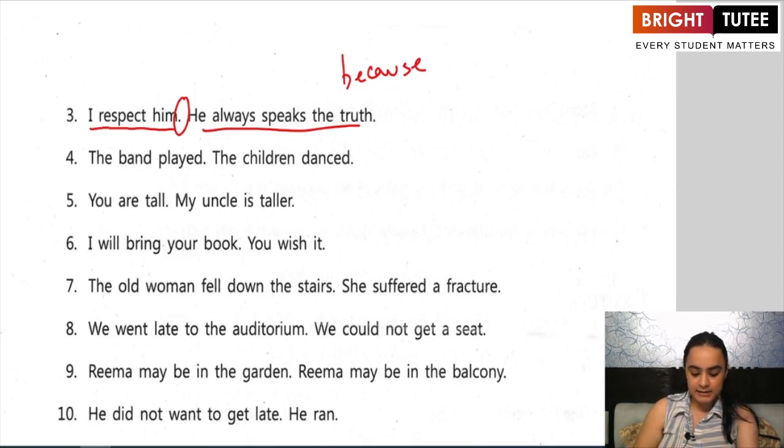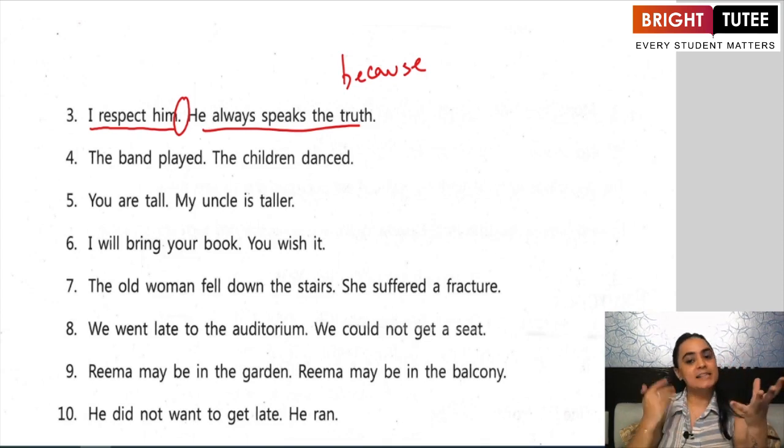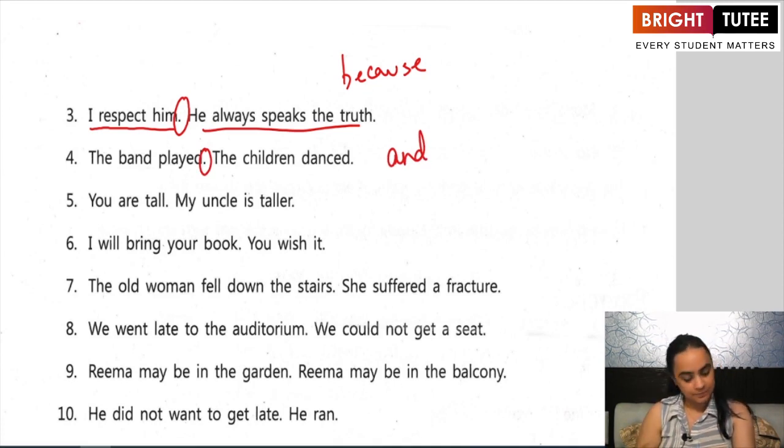The next sentence is, the band played, dash, the children danced. Two things which are taking place together. The band played and at the same time the children danced. So the band played and the children danced.